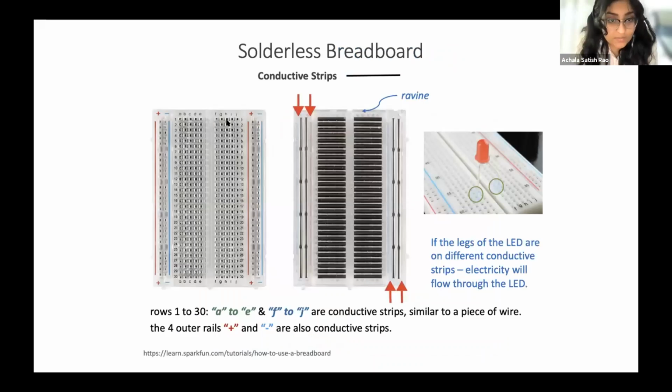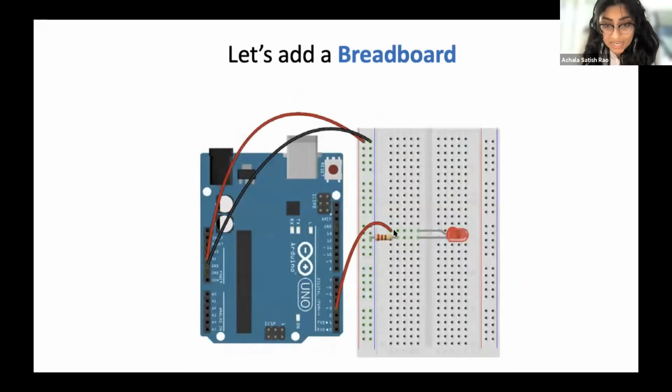So each of these strips, or these holes that you see here that run horizontally, are connected by conductive strips, and each of these positive and negative strips are connected vertically through this conductive strip. And in the middle, we have a little ravine that divides the board, so these two aren't connected. So essentially, if you connect something, so if we go back here and we see this is connected, the entire row here is able to get power just because this wire is connected.